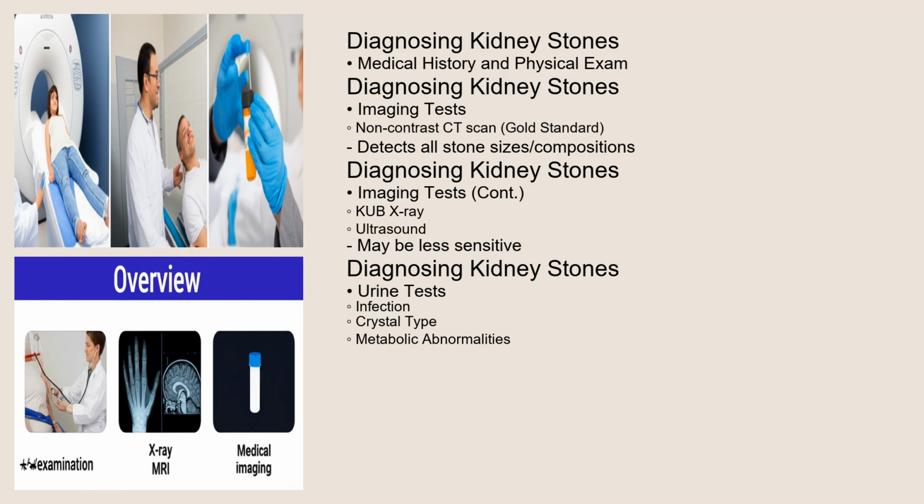How do we diagnose kidney stones? The first step is a thorough medical history and physical exam. If kidney stones are suspected, imaging tests are usually ordered. A non-contrast CT scan is the gold standard for detecting kidney stones, as it can visualize stones of all sizes and compositions. Other imaging options include X-rays of the abdomen, KUB, and ultrasound, although these may not be as sensitive. Urine tests are also helpful to assess for infection, crystal type, and metabolic abnormalities.